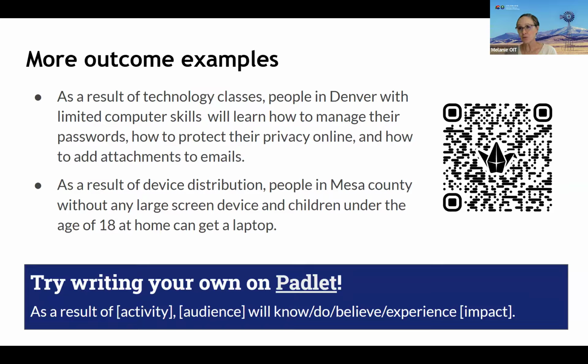But here's one example, just to give you another example that isn't the Northeast Coalition. As a result of technology classes, people in Denver with limited computer skills will learn how to manage their passwords, how to protect their privacy online, and how to add attachments to emails. Right? So who's it for? It's for people in Denver. What's it going to do? It's going to show them how to protect their privacy, add attachments, manage passwords. And what's the project? Technology classes.